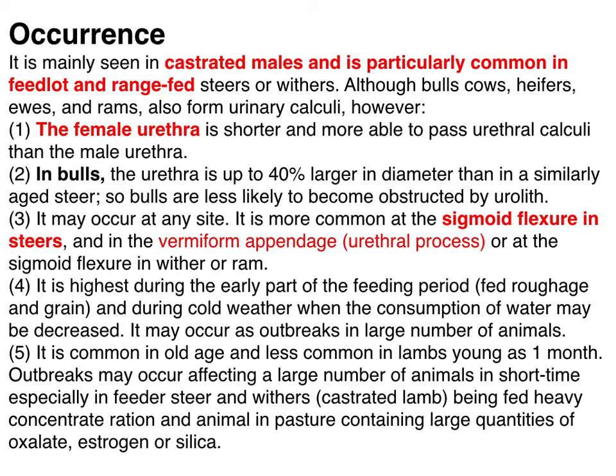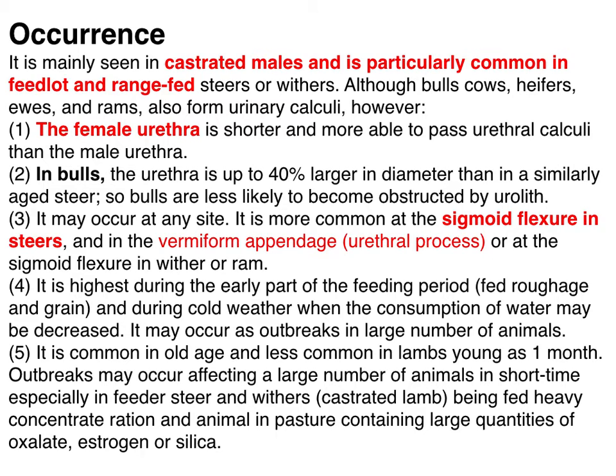It may occur at any time. It is more common at the sigmoid flexure. The sigmoid flexure in steers, and the vermiform appendix or urethral process and the sigmoid flexure in wethers or rams, predispose to calculi.